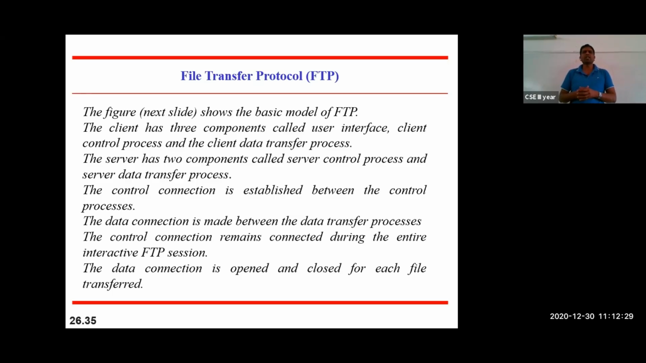Then the control connection remains connected during the entire interactive FTP session. So once a control connection is made, it is on for the entire FTP session. But the data connection is opened and closed for each file transferred. Before a file is transferred, the data connection is established, the file is transferred, and it is closed. For the next file, the control connection stays on, the data connection gets opened, the file is transmitted, and the data connection gets closed. Right? So this is the simple working procedure of FTP.